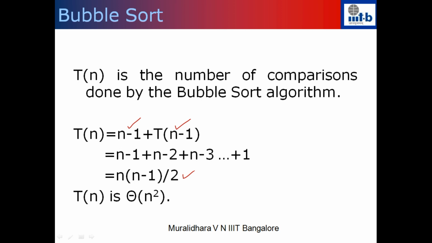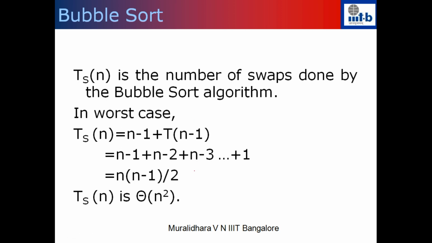So if T of n is the number of comparisons done by the bubble sort algorithm, then the complexity of this algorithm is theta of n square. Let's also try to understand the number of swaps done by the bubble sort algorithm. If the given sequence is already in increasing order, then the algorithm doesn't do any swaps. It still does theta of n square comparisons, but it doesn't do any swaps if the sequence is already in increasing order.